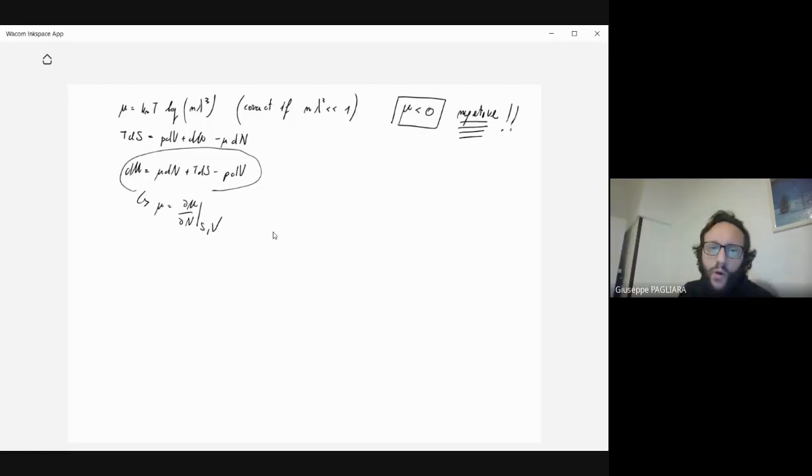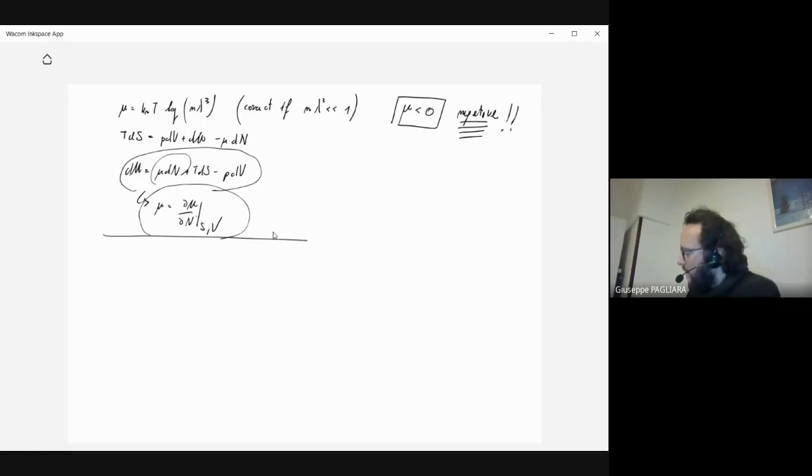Or as we did before, by deriving the entropy with respect to N at fixed volume and internal energy. So maybe the fact that this is negative is easier to understand in this way, because when you increase the number of particles, you will increase u, but since you have to fix the entropy, you need a negative quantity that compensates the increase of entropy.